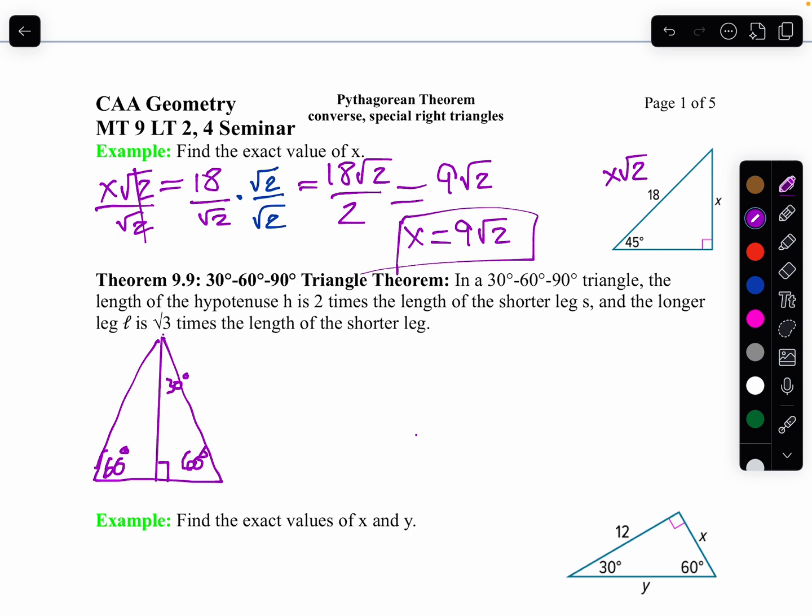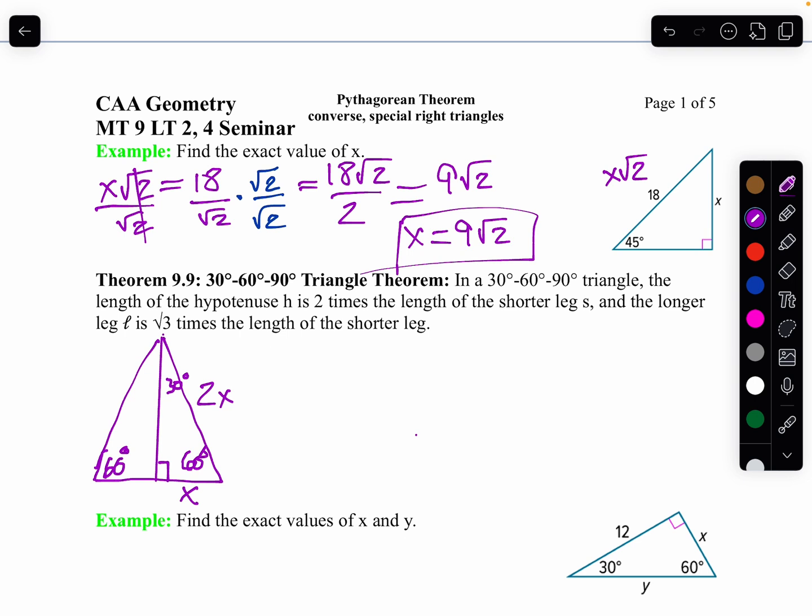I'm going to call the side opposite my 30-degree angle x. Now notice this is a median, so my whole length is going to be 2x. Since it's an isosceles triangle, I know my hypotenuse is 2x. And then I want to find the side opposite the 60-degree angle. Let's call it y.